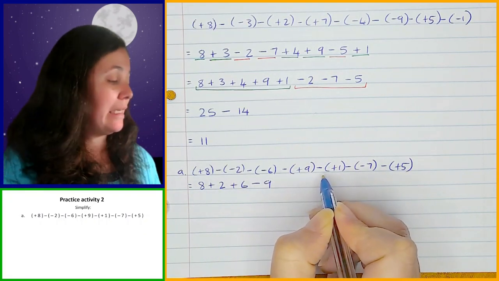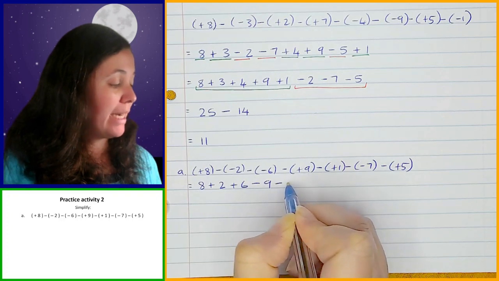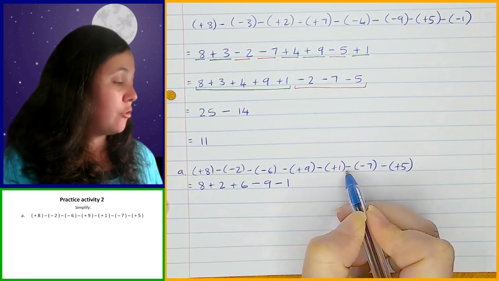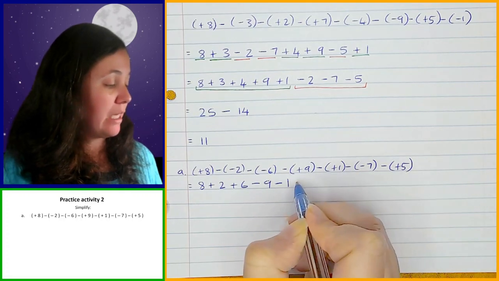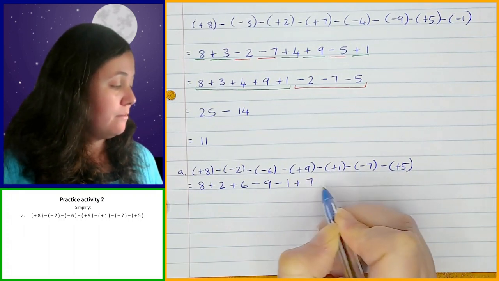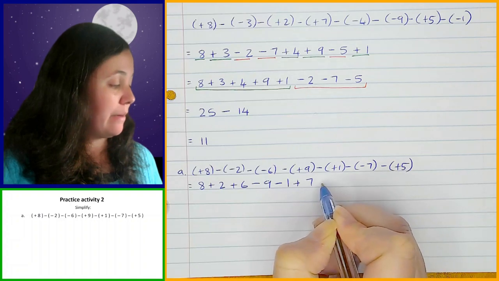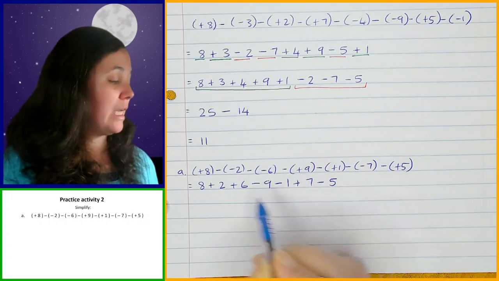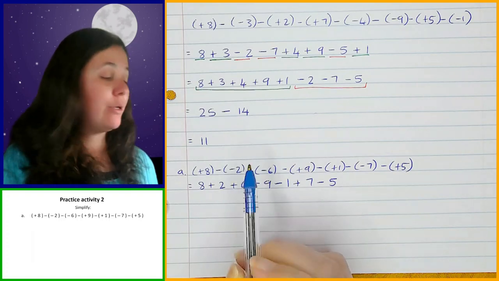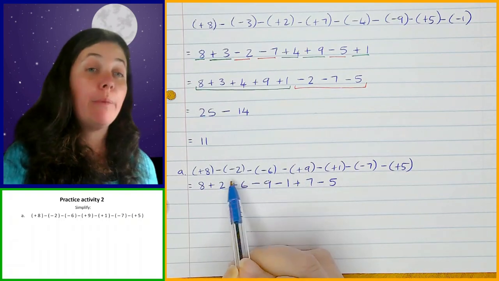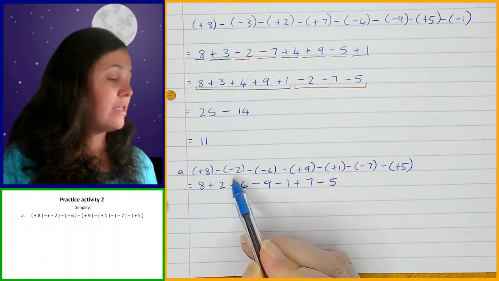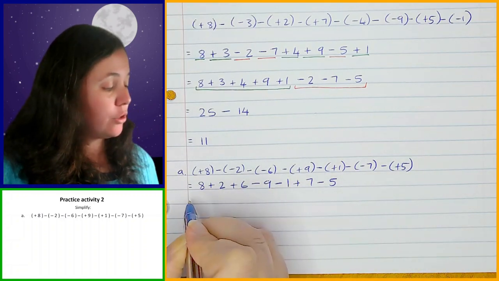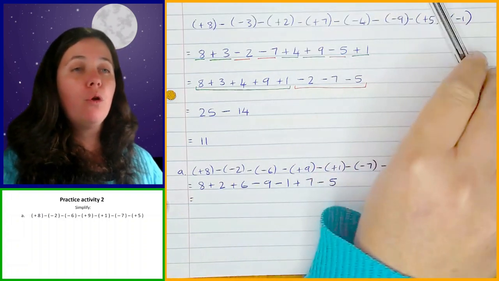Here, I'm minusing positive 1, so it's become minus 1 because it changes because I have a minus in front. Then I've got minus negative 7, that's going to become plus 7. And then minus positive 5 is going to become minus 5. So that's what your next line should have looked like, where you have dropped all the brackets, and because all of these are minuses, all of the signs inside the brackets are going to be changing.